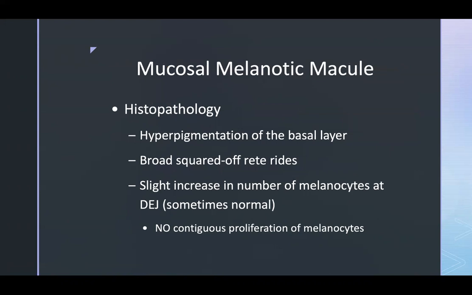What's the histopathology of mucosal melanotic macules? These are hyperpigmented lesions in the basal layer. They've got broad, squared off rete ridges. You have a slight increase in the number of melanocytes at the dermal epidermal junction, and these can be essentially a normal increase. It's within the upper limit of normal increase in melanocytes along the dermal epidermal junction. But importantly, no contiguous proliferation of melanocytes.